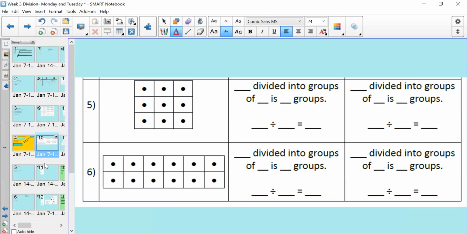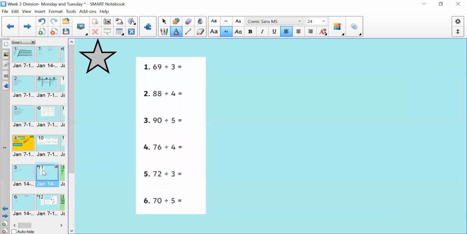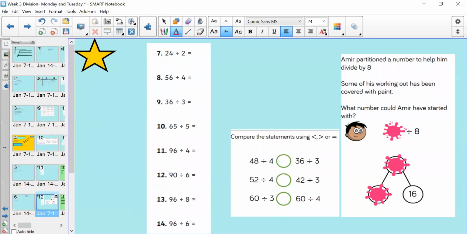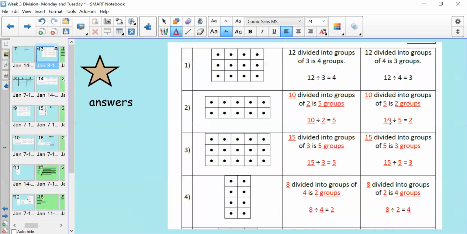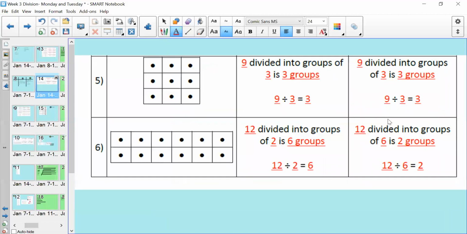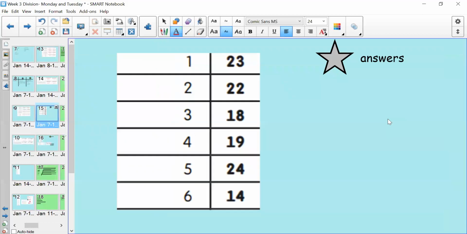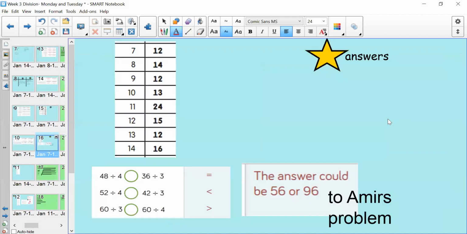Okay, and then your silver challenge is to complete these 6 division sums using the partitioning method. And remember, some of them will be needing to be partitioned in a different way. And then the gold challenge is to complete these division sums using partitioning in a different way. And then these 2 reasoning questions. Okay, and then here are your bronze answers, your silver answers, and your gold answers.